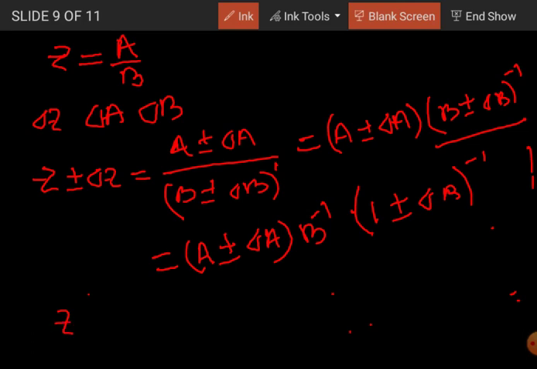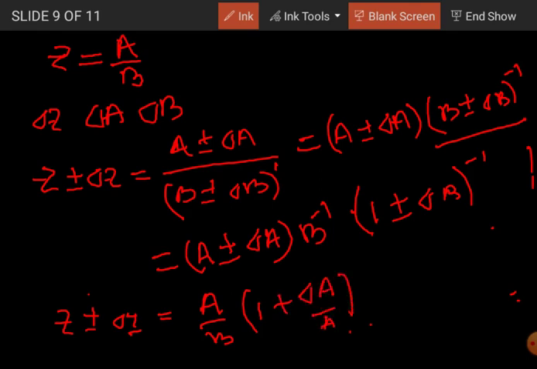Before that, let's write it again: z plus minus delta z. On the right hand side, after taking a common, we can express it as a divided by b. This b to the power minus 1 you can bring down again to the denominator, so a divided by b. In the numerator you will have 1 plus minus delta a by a, right? And what remains here is 1 plus minus delta b by b, I'm sorry, there must be another b here, to the power minus 1.